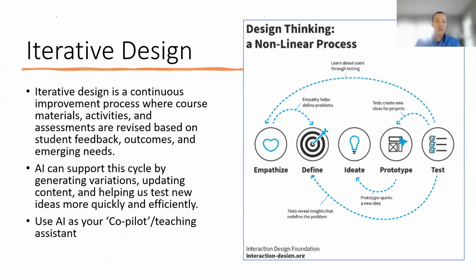So the idea of iterative design is really based on that idea of continuous improvement. How can we always be improving what we're doing for folks based on what we're receiving in terms of student feedback, learning outcomes, the needs, the evolving nature of our students, and the content that we're teaching, and the tools that we have available to us? And how can we use AI to support that process?